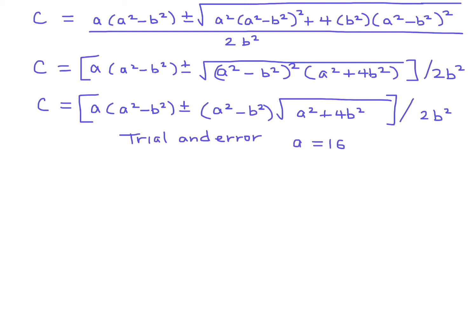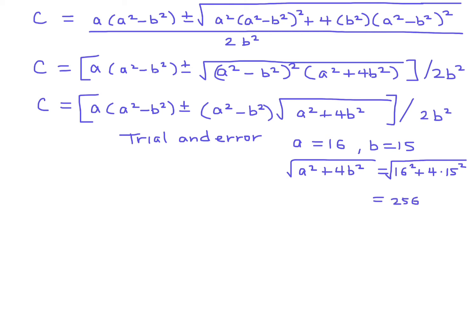After some trial and error, you get that if a is 16 and b is 15, it will become an integer. A squared plus 4b squared under the square root sign becomes 16 squared plus 4 times 15 squared under the square root sign, and that is 256 plus 225 times 4, which is 900, under the square root sign, and that is 1156, and the square root of that is 34. So that's how you get an integer.